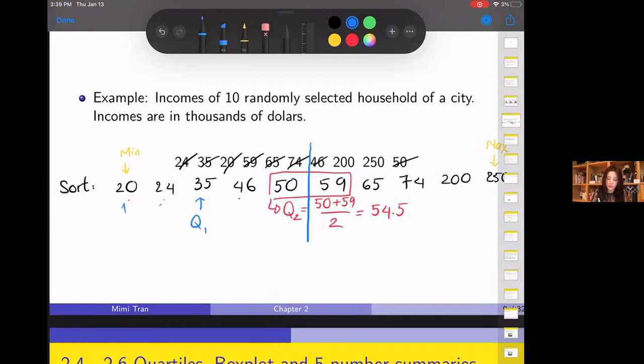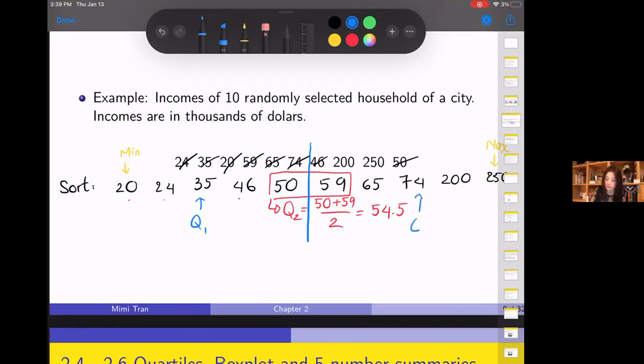It's odd, right? You count 1, 2, 3, 4, 5, the 5 values. So the middle one would be the third one, so 35. And then someone else tell me what Q3 equals? 74. Very good, thank you, 74.